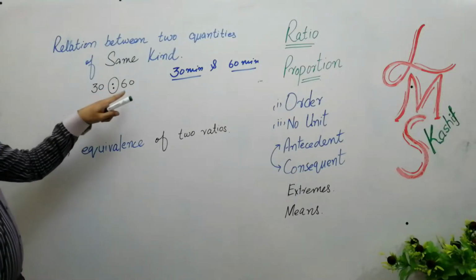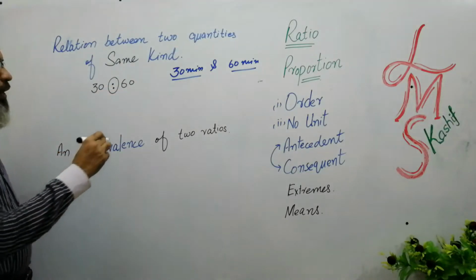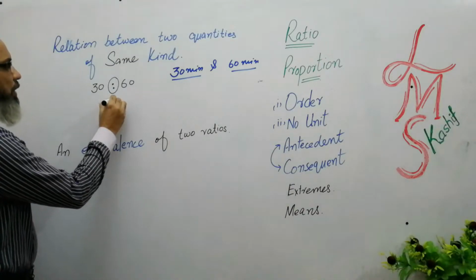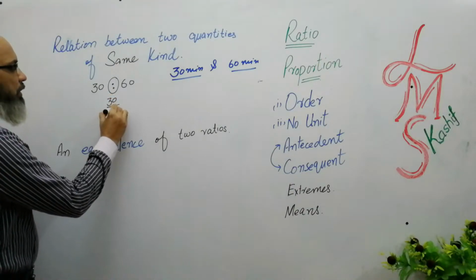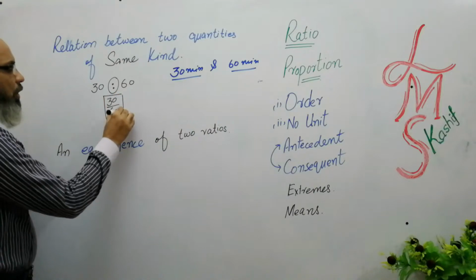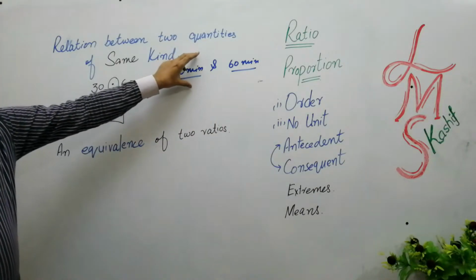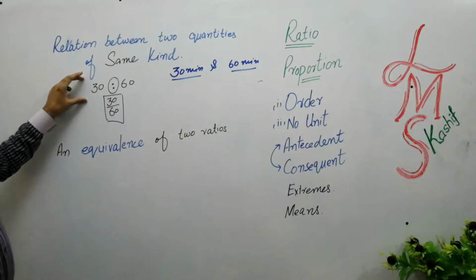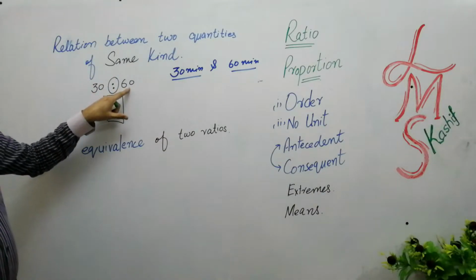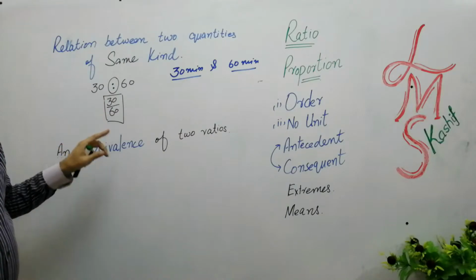The other way is to write it in fraction form. What is the fraction form? That is 30 over 60. This is also a ratio form. So if you want to write this quantity as a ratio, you can write it in two ways: 30 ratio 60, or 30 over 60.